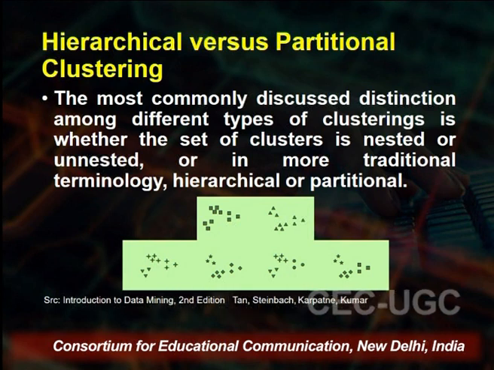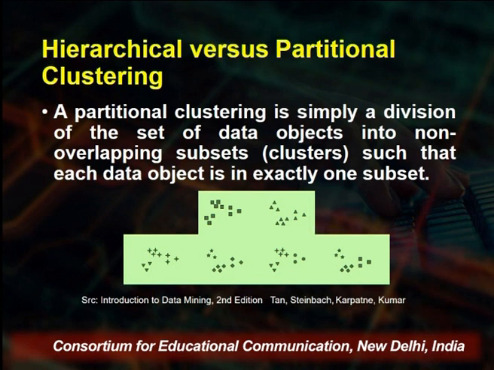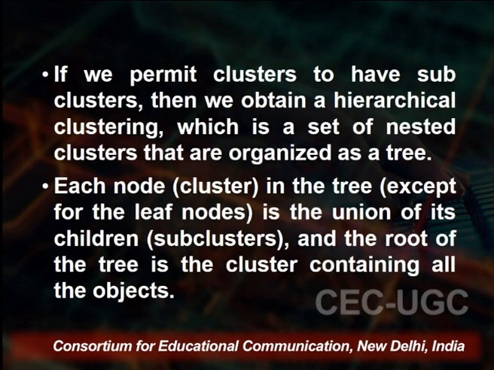In hierarchical clustering, what we mean is that the clustering is in the form of a tree. In partitional, it is simply a division of the set of data objects into non-overlapping subsets, such that each data object belongs to exactly one subset, right. If you look at it in the form of a tree-type structure, if your subclusters join together to form your cluster, it is hierarchical, and if you cut a part of that tree, it is called partitional clustering, right.